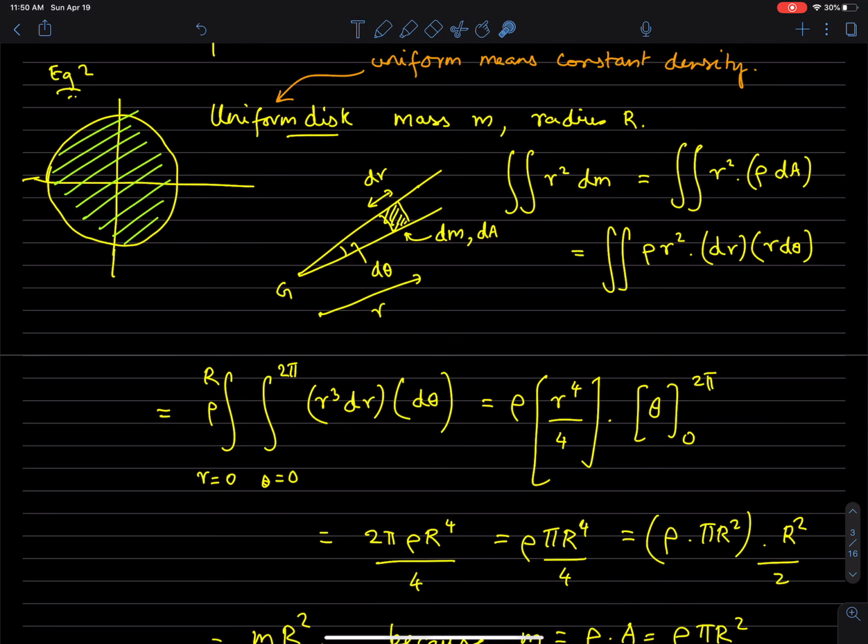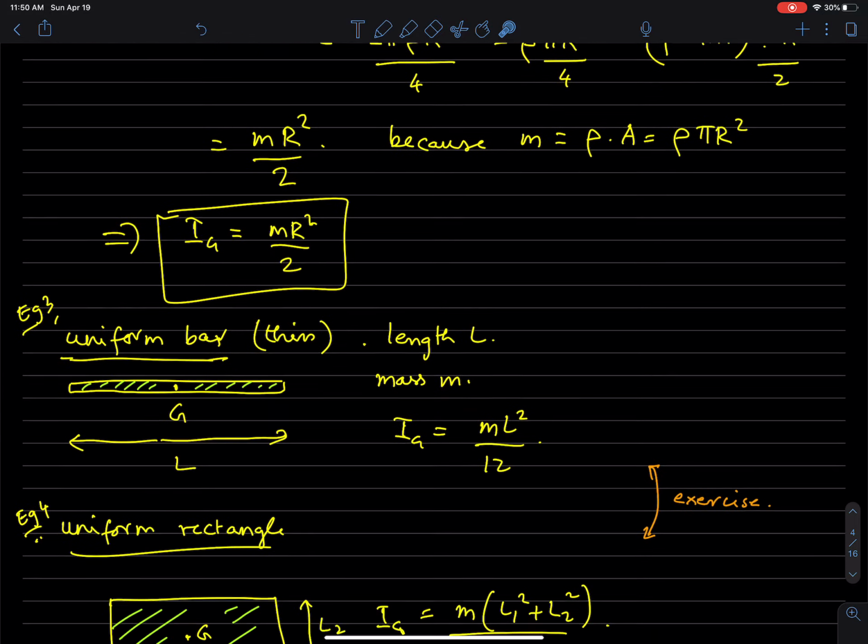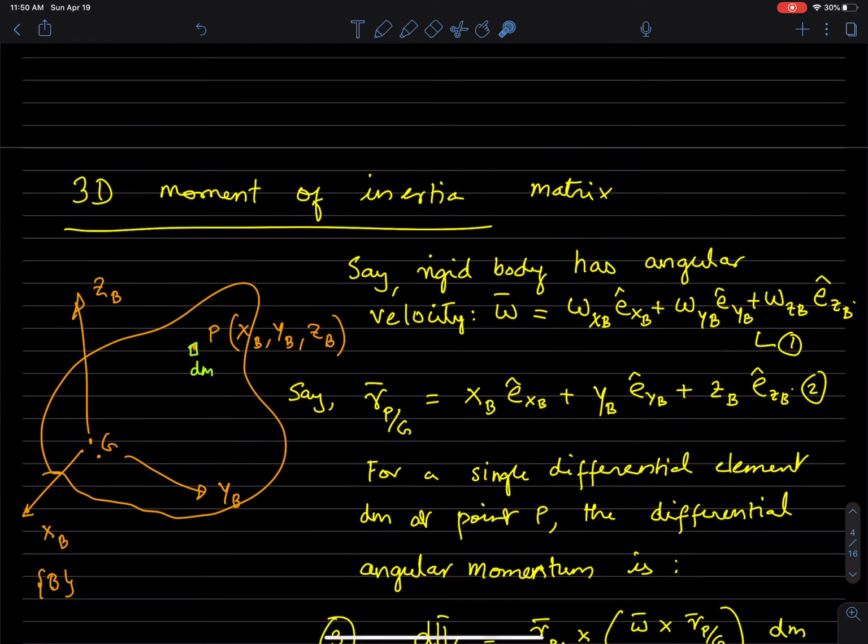If you want a longer list of standard objects with their moments of inertia, you can look up an online list or lists in various standard textbooks.